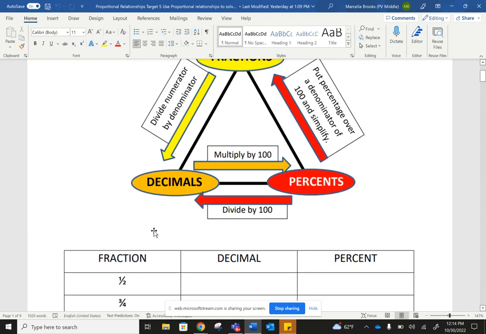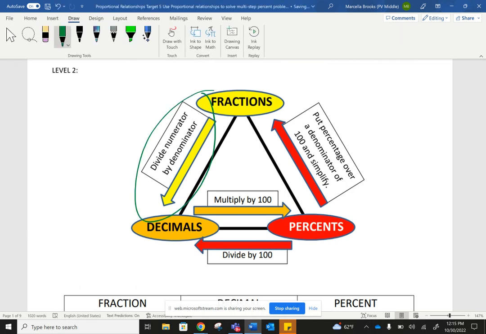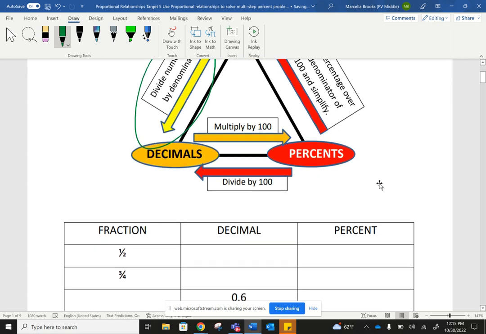Now I'm going to go up here and look. It says that to turn a fraction to a decimal, fraction to decimal says divide the numerator by the denominator. So that means I'm going to do 1 divided by 2. And if you type that in your calculator, it's going to give you 0.5.